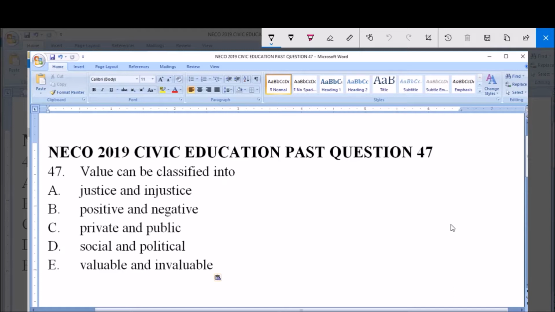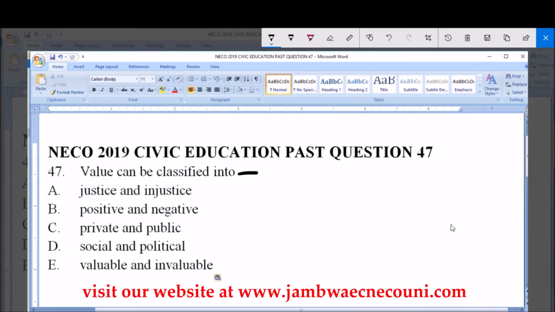Question number 47 says value can be classified into dash. That is, we can classify value into what and what. And we'll talk of value.